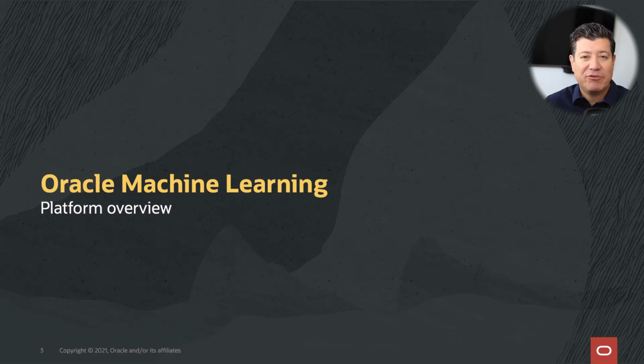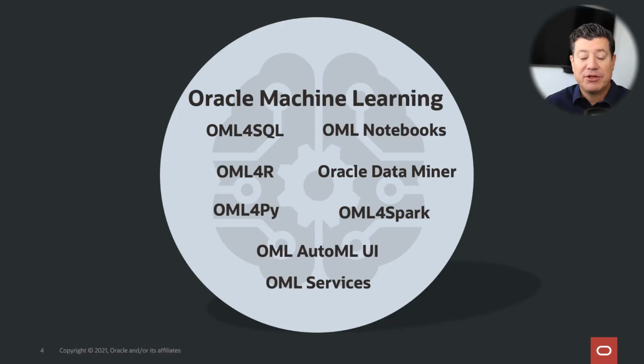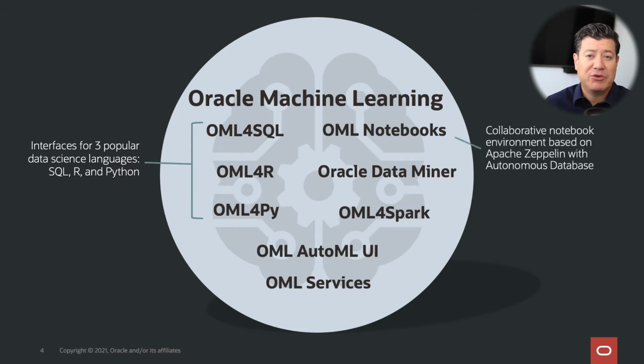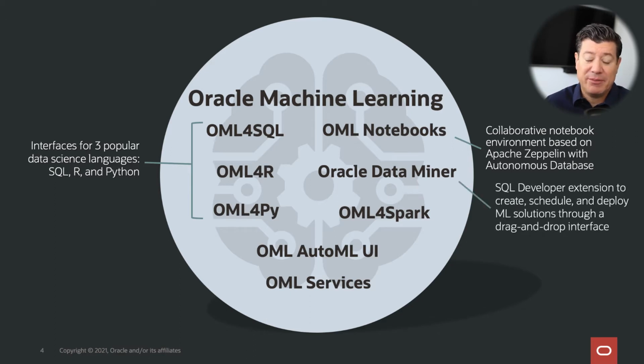So a quick overview of Oracle Machine Learning. Oracle Machine Learning is a family of products. Basically, the first components we have are the three interfaces to the most popular languages for machine learning, SQL, Python, and R. Then we have the Oracle Machine Learning notebooks, which are notebooks based on Apache Zeppelin, very useful and most frequently used by machine learning data scientists nowadays. Then we have Oracle Data Miner, which is a UI that we built for a workflow approach for desktop use.